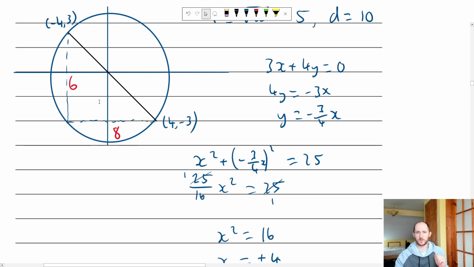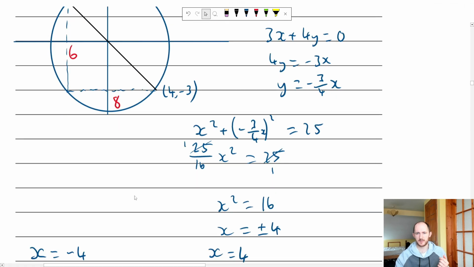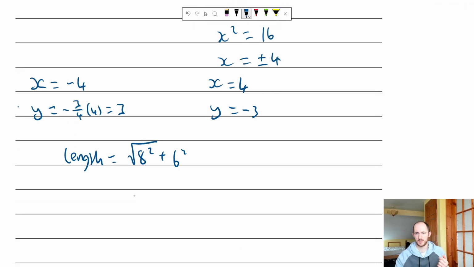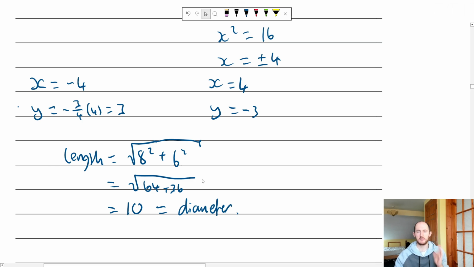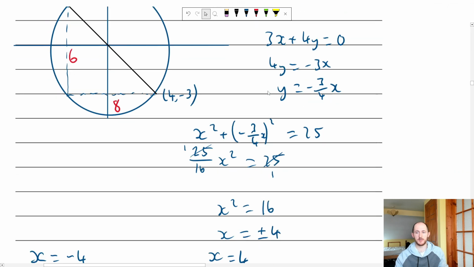Yep. So we have 8 squared plus 16 squared, and then square rooted. So let's call it the length, sure, is 8 squared plus, did I say 16 squared? It should be 6 squared. Goodness gracious. Which is the square root of 64 plus 36, which is the square root of 100, which is 10, which is equal to the diameter. So it is equal to the diameter and it passes through the origin.